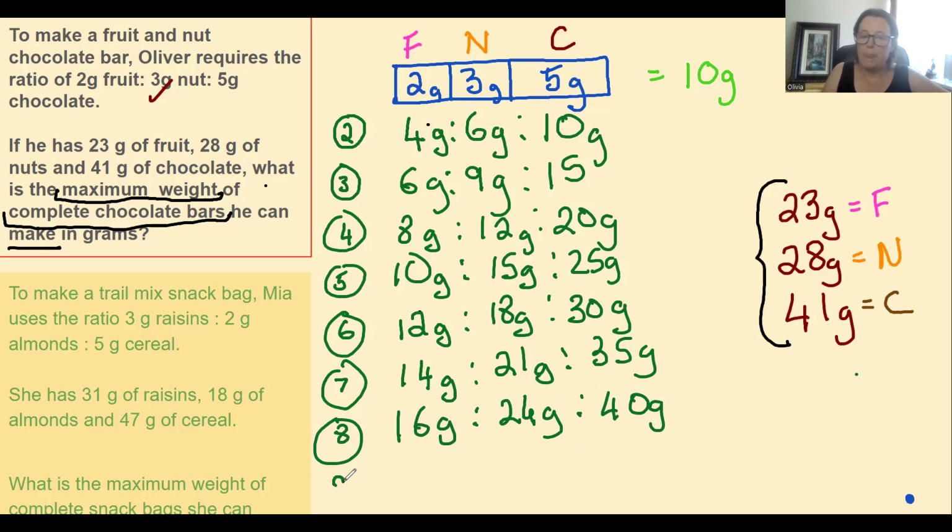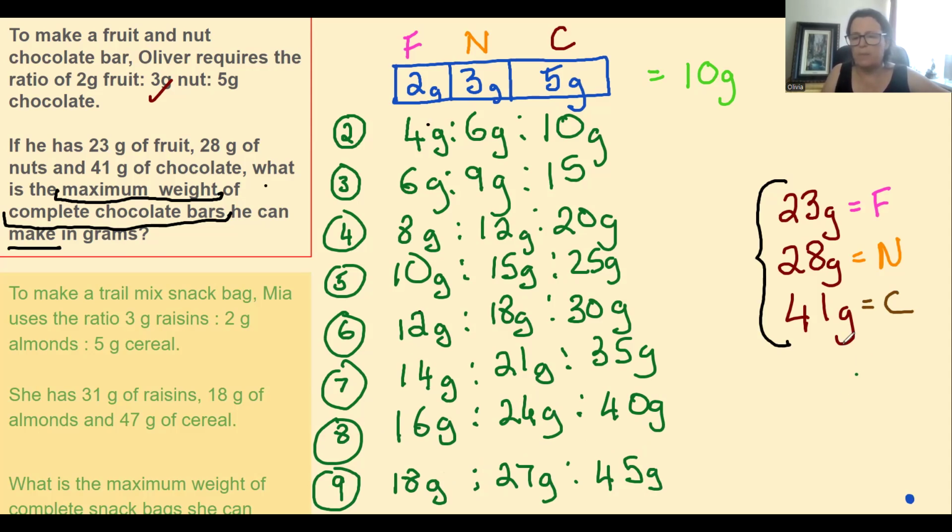Let's see what we would need for 9 bars of chocolate. So 9 twos are 18 grams of fruit. We would need 9 threes are 27 grams of nuts. And how much chocolate? 9 fives are 45 grams of chocolate.